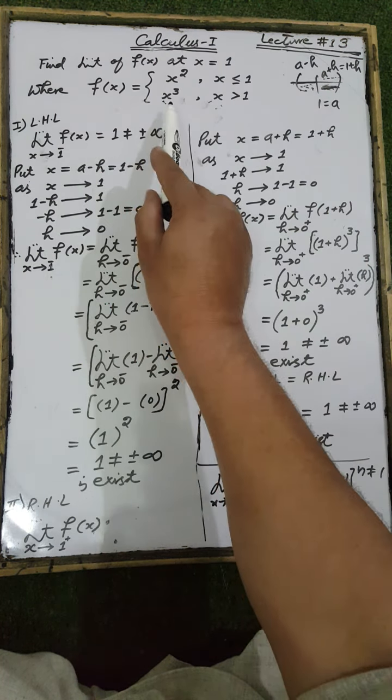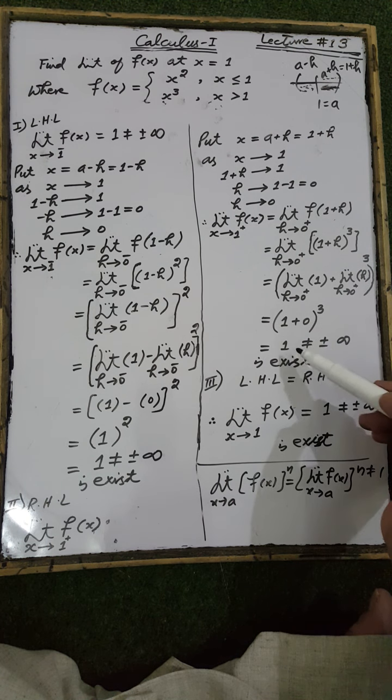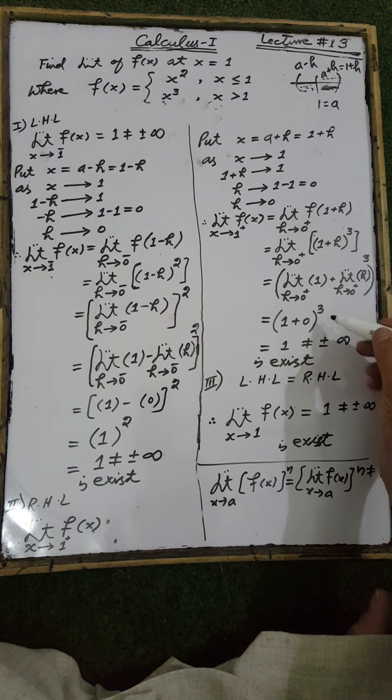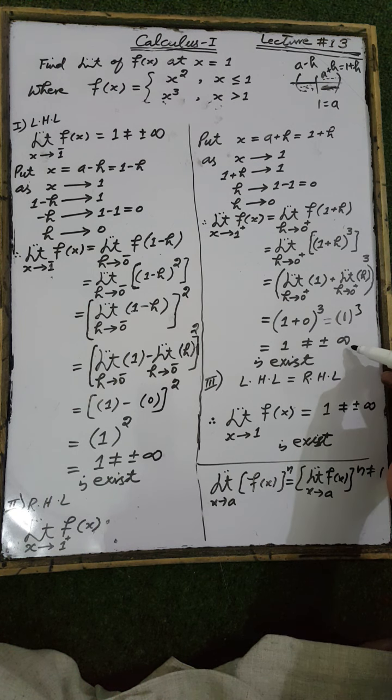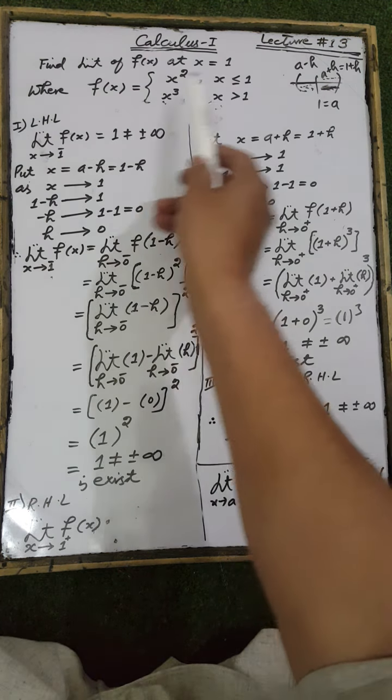Apply the limit according to this formula to 1 as well as to h, whole cube. The limit of a constant is the same constant, and when we apply the limit as h tends to 0, this result is equal to 0, so 1 plus 0 whole raised to power 3. 1 raised to the power 3 is equal to 1, which is not equal to plus or minus infinity. That is, the right hand limit of the function f of x at the point x equal to 1 exists.